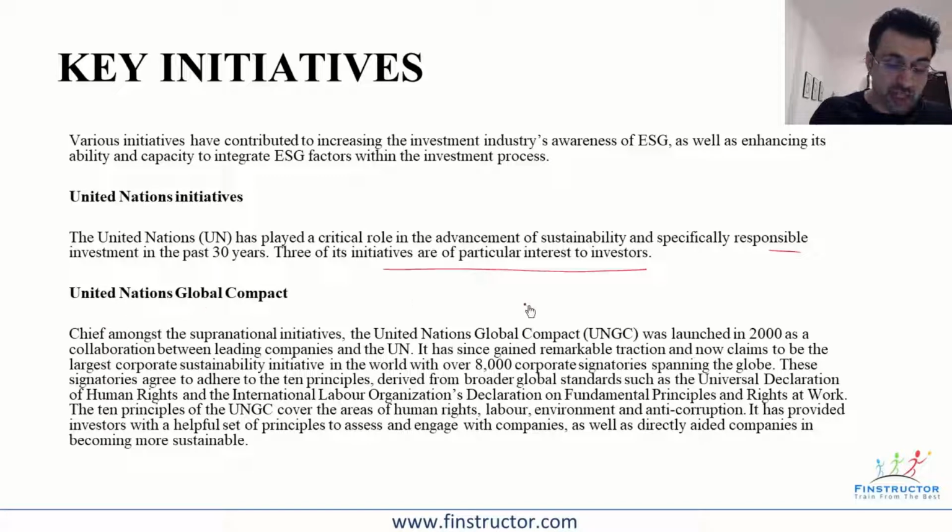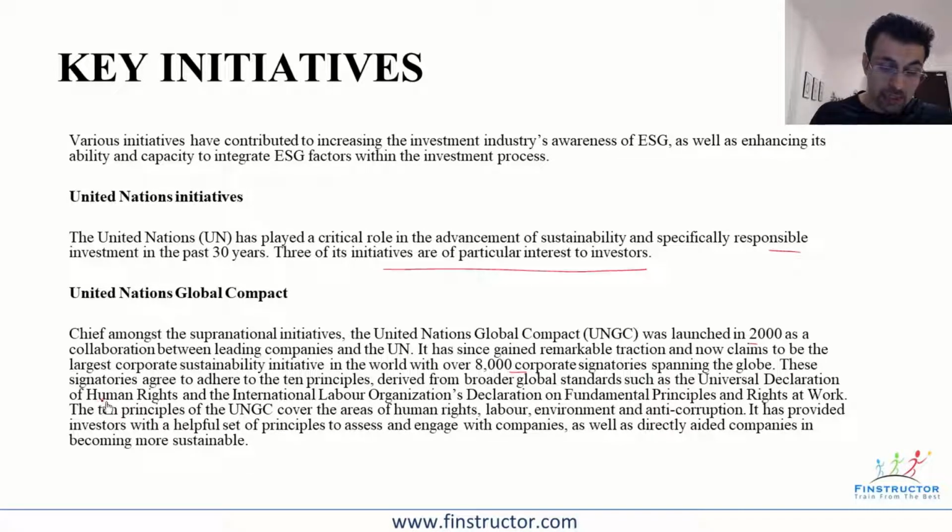So first is the United Nations Global Compact. This is the chief amongst the supranational initiatives wherein all countries come together. So the UNGC, or the United Nations Global Compact, was launched in 2000 as a collaboration between leading companies and the United Nations. It has since gained remarkable traction and now claims to be the largest CSR initiative, or corporate sustainability initiative, in the world, with over 8,000 corporate signatories across the globe.